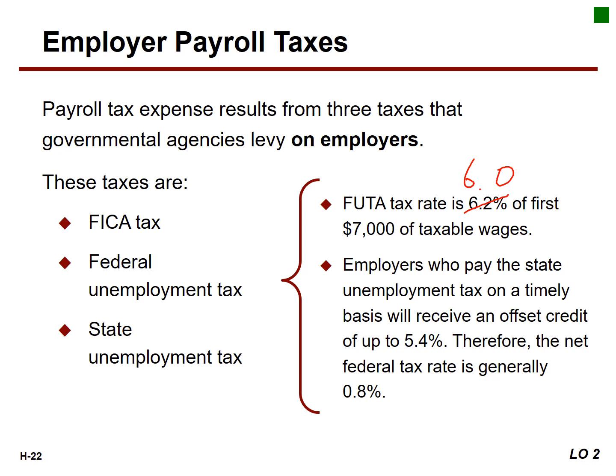But the federal government gives employers a 5.4% credit if there is a state unemployment tax system that they are making timely payments to. So in effect, the real federal tax rate is 0.8%. That's the 6.2% minus the 5.4%. Obviously now it's going to be 6.0% minus the 5.4%, which is going to be 0.6%.